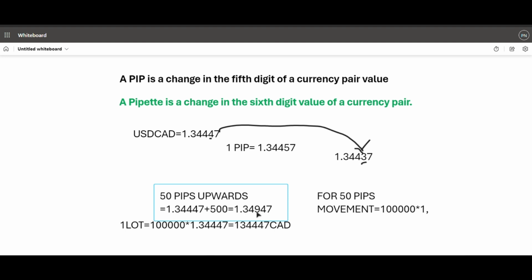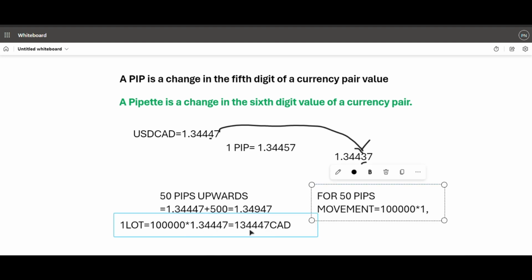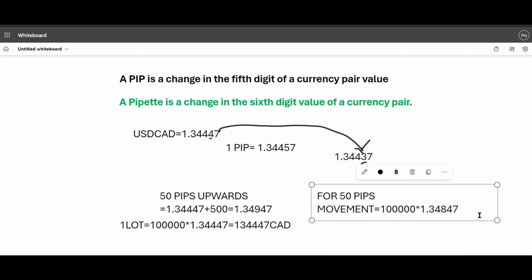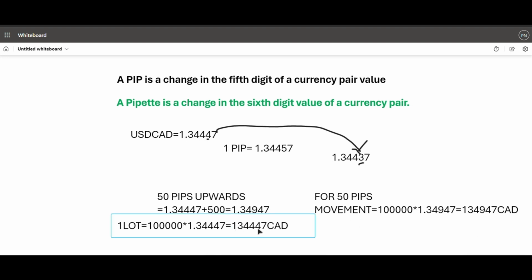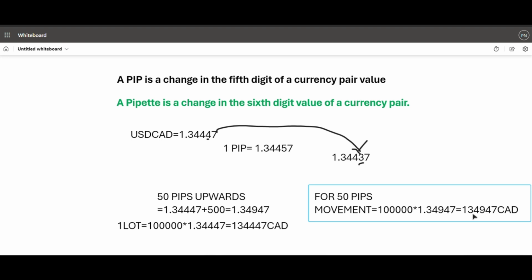If it moves by 50 pips, this will be the value. We want to calculate the profit if this moves by 50 pips. This is the original price when it moves normally, but when it moves by 50 pips, let's calculate that. So we have 100,000 times 1.34947. This is the price. If you multiply that, it is equal to 134,947 in CAD for 50 pips. If this market moves by 50 pips, this is what would be in profit for you.